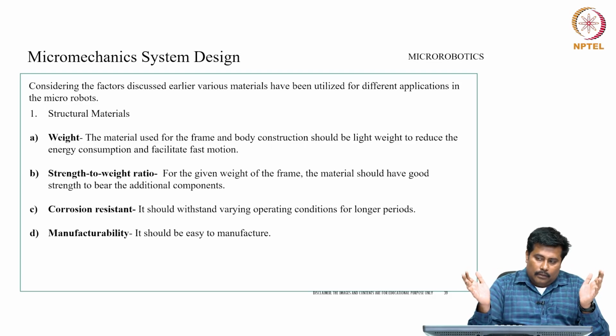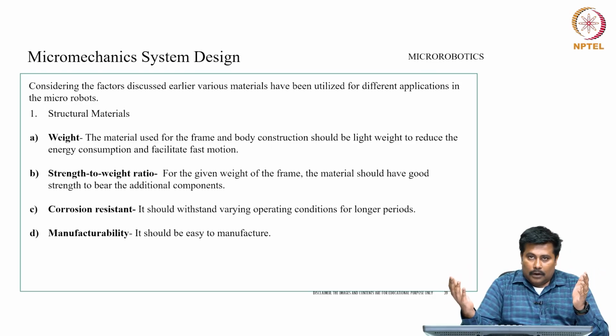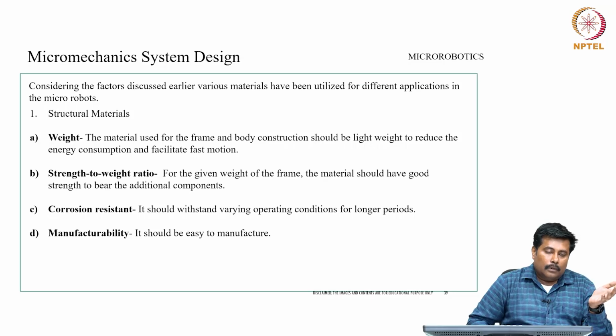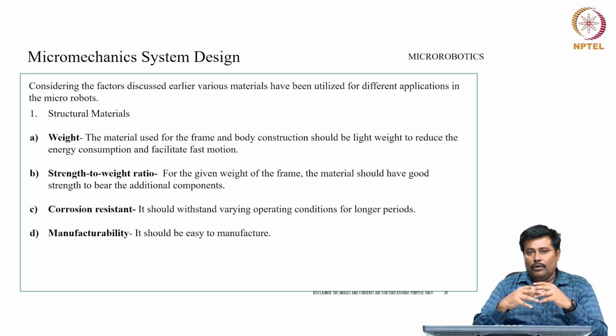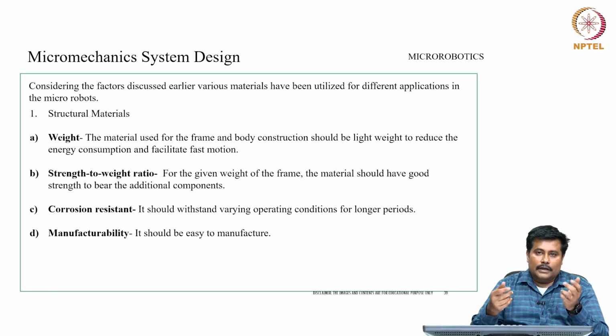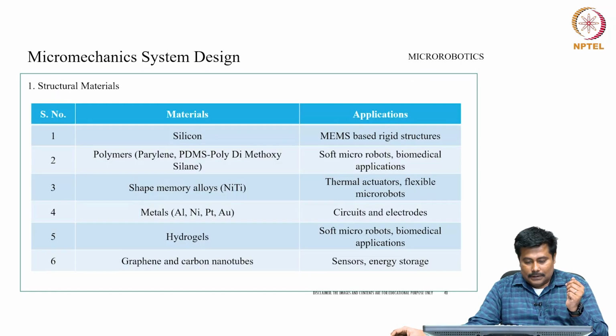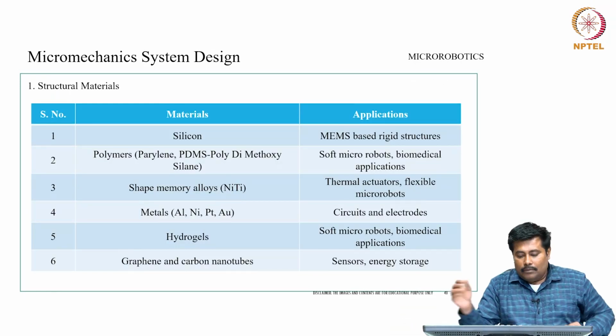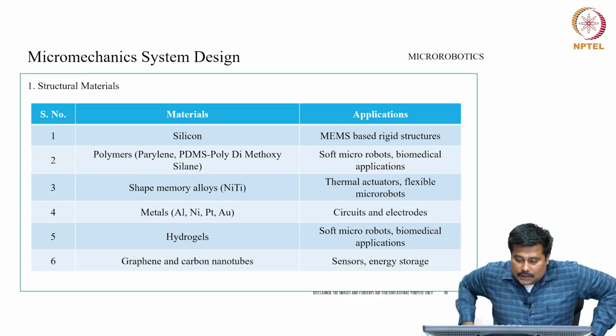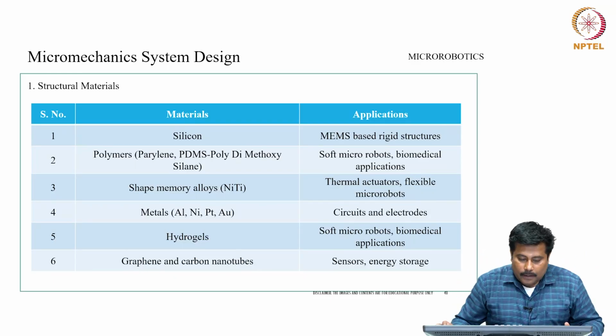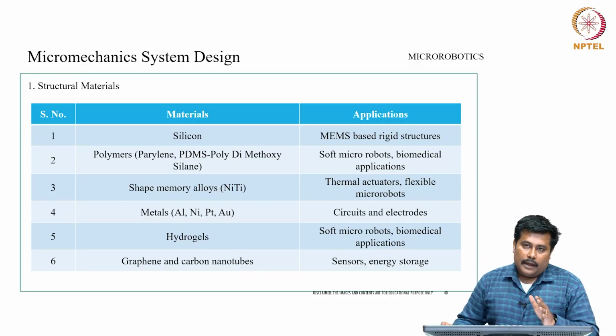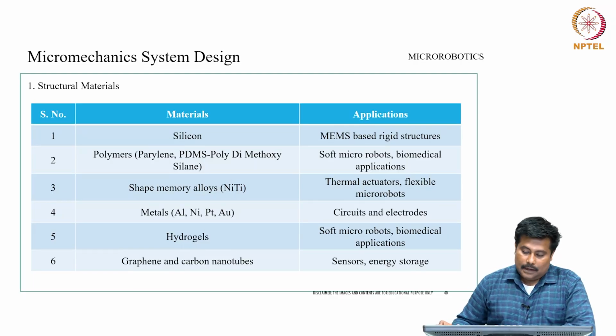So either it should be a bottom up approach, or it should have a top down approach, or it should have a combination of both for an efficient manufacturing of these micro robotic systems. Now let us see some of the structural materials which are efficiently being deployed for these micro robotic related applications.